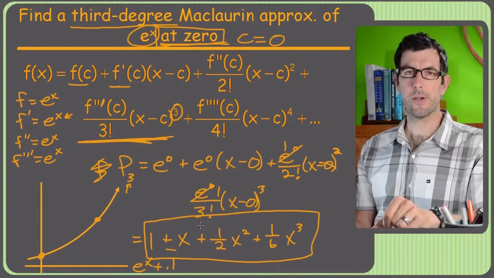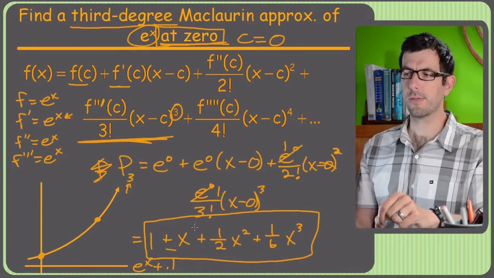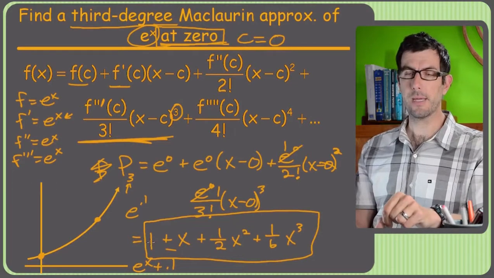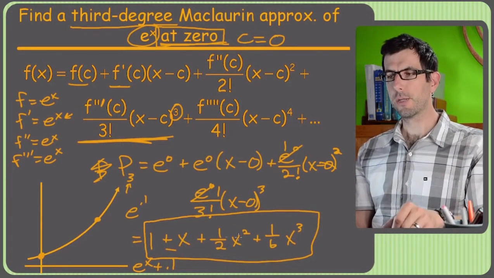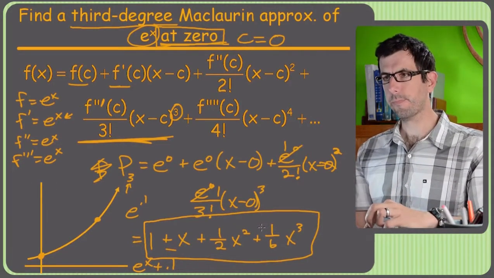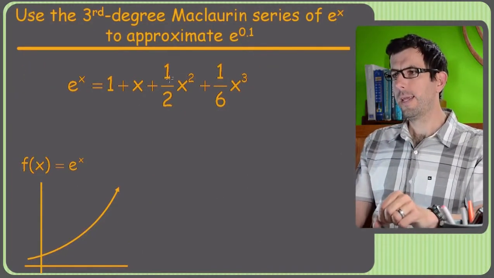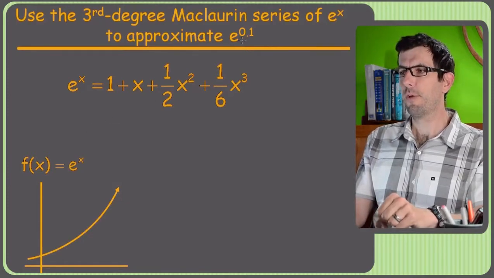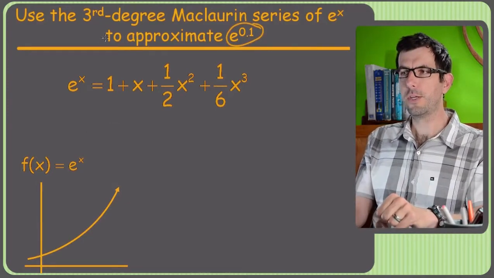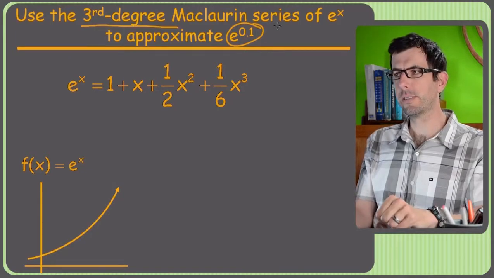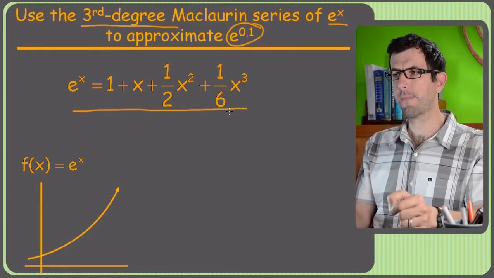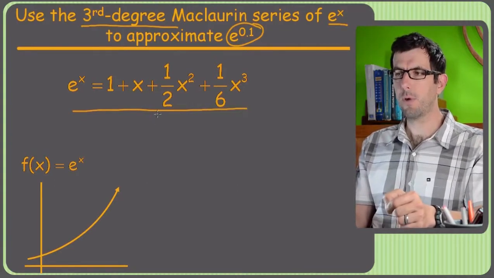And if you didn't have a calculator on hand, instead of using 0.6, maybe you want to use something easier to multiply, like 0.1. So if you want to find e to the 0.1, you could actually work that by hand, because powers of 0.1 are pretty easy. All right, hey, since we mentioned it, why don't we do it? So if we want to approximate e to the 0.1, you notice it says use the third degree Maclaurin series of e to the x, which is the problem we just did. So I just copied that series right here, and we'll approximate e to the 0.1.